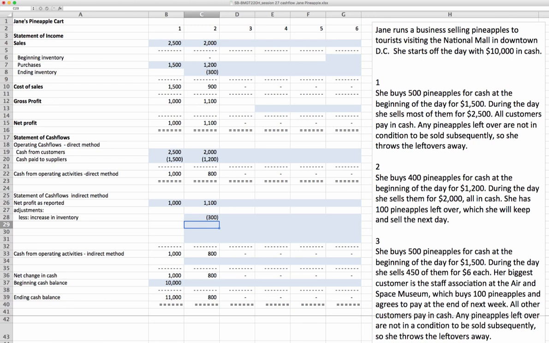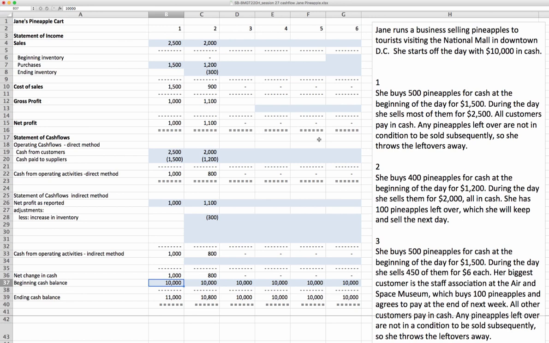And when we subtract the increase in inventory from the net profit as reported, that gives us cash from operating activities using the indirect method of 800. And again, there were no other transactions. I'm going to copy this across because this is the same for all of them. The beginning cash balance was 10,000, and so the cash balance at the end of the day is 10,800. The 10,000 she started off with plus the 800 profit from operations.